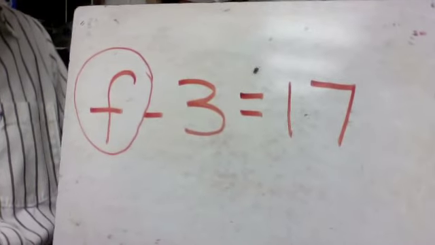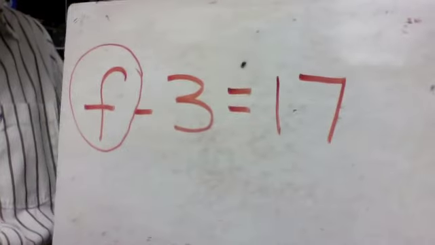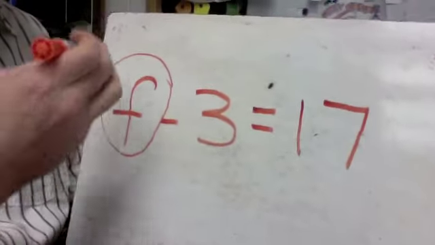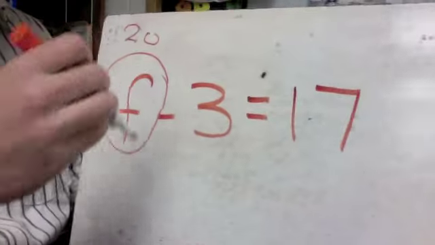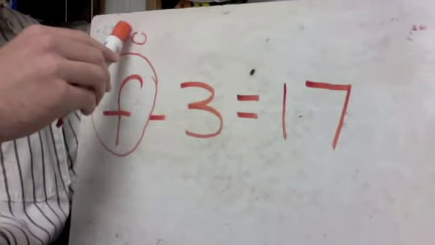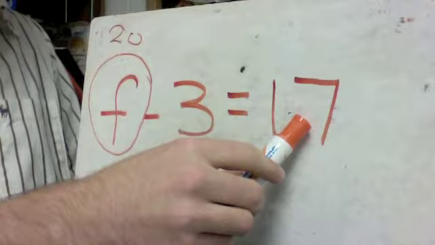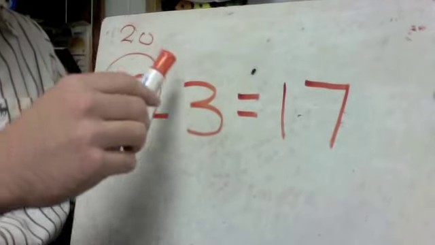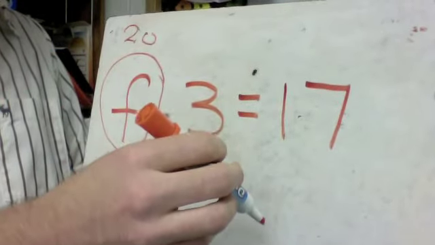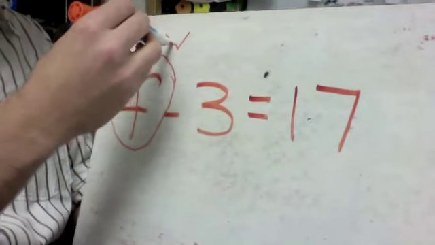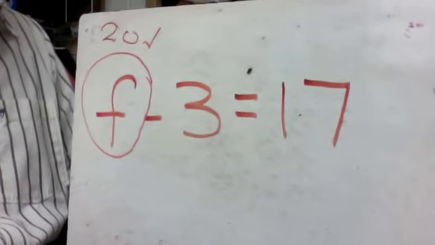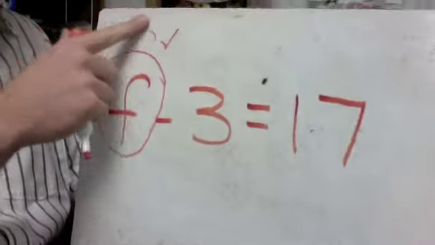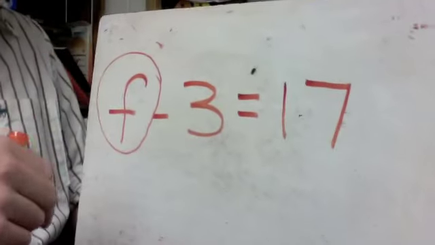This one's pretty simple. I think most people can probably figure it out. If instead of using f, I put 20 in here, 20 minus 3 is 17. If whatever you put in here makes this work, then you know that this makes the number sentence true. Now, if you can't figure out that it's 20, there's some really easy things to do.